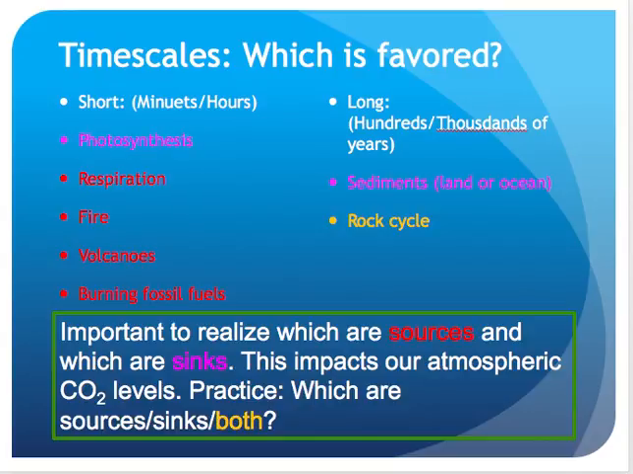So if we look at your list, what you came up with, I've color-coded these in terms of sinks are pink. So sediments and photosynthesis would be sinks. The rock cycle would also be a sink. It actually is both. And then sources: cellular respiration, fire, volcanoes, and burning fossil fuels. Those are all on the short time scale.